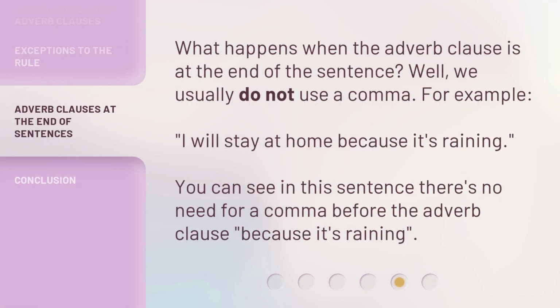What happens when the adverb clause is at the end of the sentence? Well, we usually do not use a comma. For example, I will stay at home because it's raining. You can see in this sentence there's no need for a comma before the adverb clause, because it's raining.